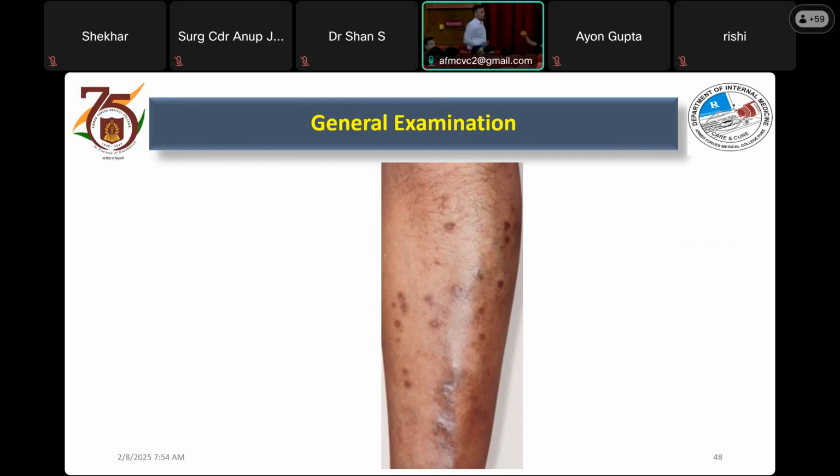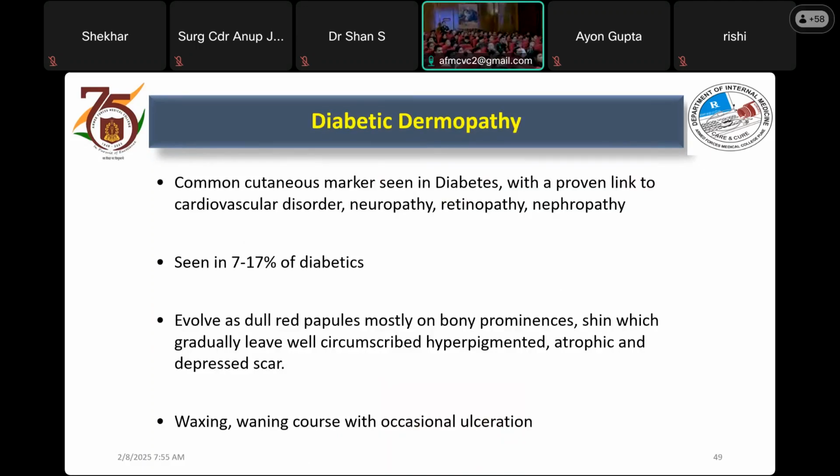Any dermatology resident here? Okay. So this was present in our patient. What is this? Sir, this is most likely diabetic dermopathy. Reddish to brown papules on the shin, which is also a surrogate marker of underlying microvascular complications of diabetes. It is basically seen as papules on the bony surface, as in our patient on the shin area, and it leaves an atrophic and depressed kind of scar.